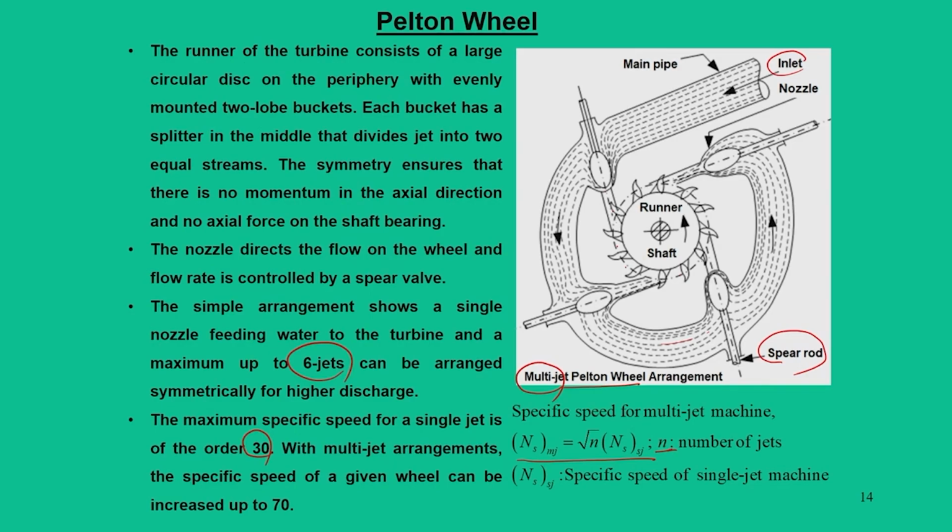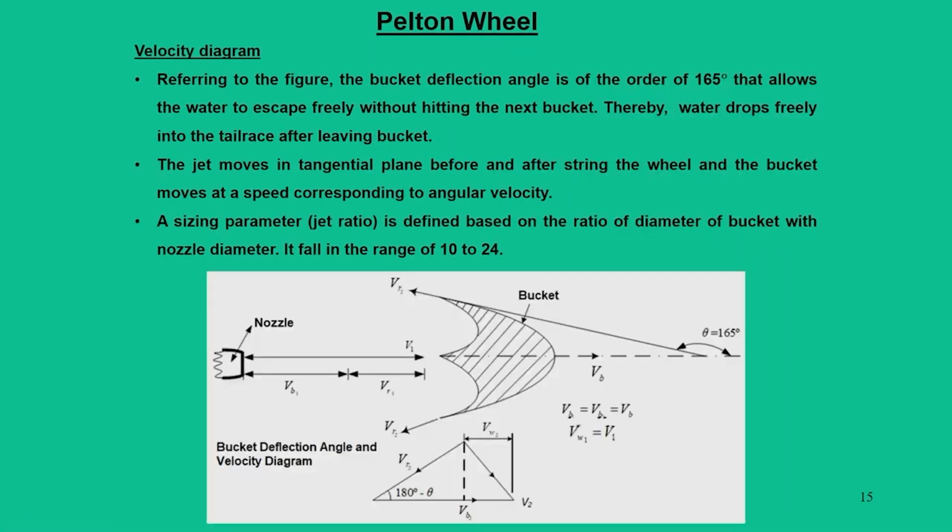That means, initially when you have a single jet, the specific speed is relatively less. When we have more jets, then we can increase the specific speed for the same turbine. So, that is called a multi-jet Pelton wheel arrangement. Now, this particular diagram gives you the concept of how we can harness the water power, or what energy is transferred from the water to the turbines.